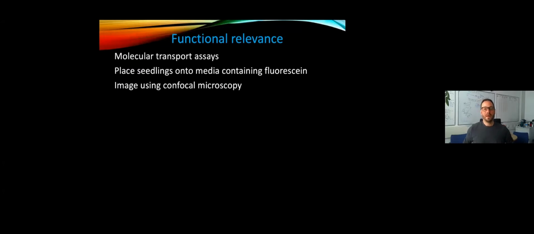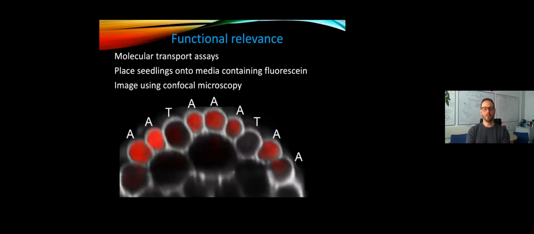So what's the point of that? That's kind of cool, but what's the functional relevance? Well, to look at that, we performed molecular transport assays. The way to do this was we took seedlings, 7-day-old seedlings, and transferred them onto media, which contained the small fluorescent molecule called fluorescein, and then imaged the hypocotyls using confocal microscopy. So the idea was we put the seedlings onto media which contained a fluorescent molecule, and then looked to see where the fluorescent molecule was moving as it went up the plant.